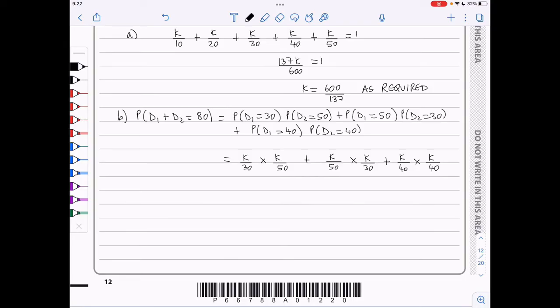I will do the calculation with a value of K of 600 over 137 on the calculator. I get an answer of 705 over 18769. I've been asked to give my answer to three significant figures, so this is 0.0376.